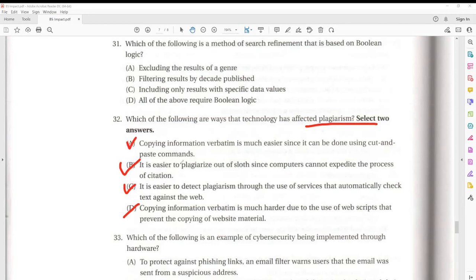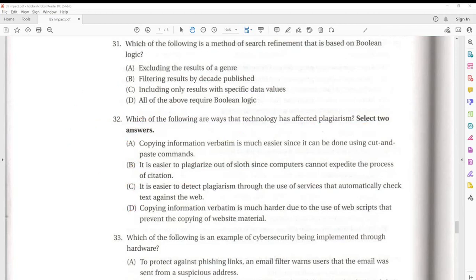So now, let's actually look at A, B, C one more time, okay? Copying information verbatim is much easier since you can use cut and paste, yes. Easier to plagiarize, since the computer cannot... Okay, so this one B is wrong. Computers can expedite the process of citation. So B is wrong, okay? So A and C are the answers for 32.